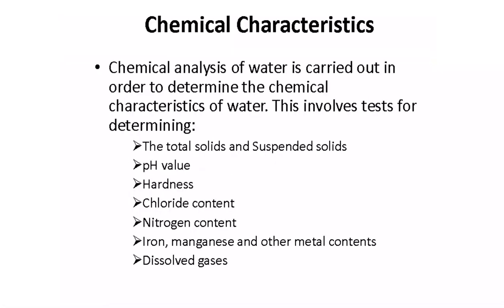Chemical properties. Chemical analysis of water is carried out in order to determine the chemical characteristics of water. This involves tests for determining the total solids and suspended solids, pH value, hardness, chloride content, nitrogen content, iron, manganese, and other metal content, and dissolved gases.